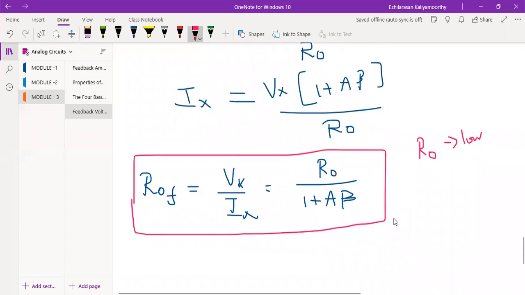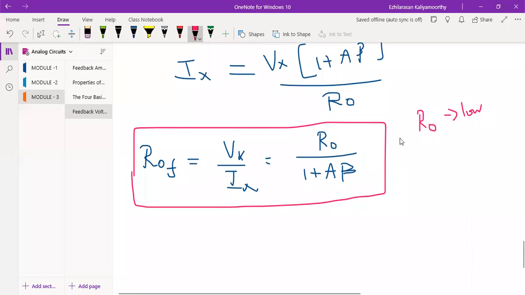So the reduction of output resistance, that is, the output R naught is low. The reduction of output resistance is a result only of the method of sampling the output and does not depend on the method of mixing. It doesn't depend on how you are going to mix. So your output impedance purely depends on the method of sampling only. I hope you might have understood this now.